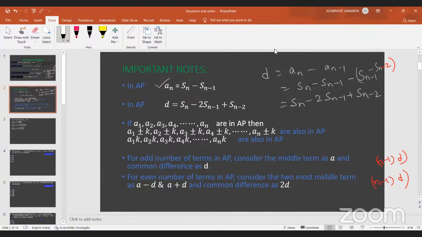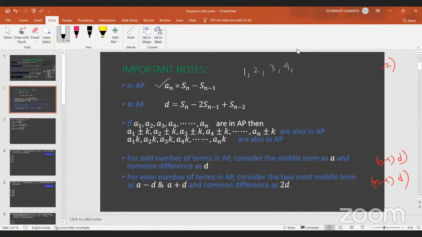Now, if any AP is given, for an example, let's say 1, 2, 3, 4, dot dot, up to the nth position. Now, if we add any constant term, let's say k, I will add 3, then 1 plus 3, 2 plus 3. If I am adding the same constant term, what is becoming?